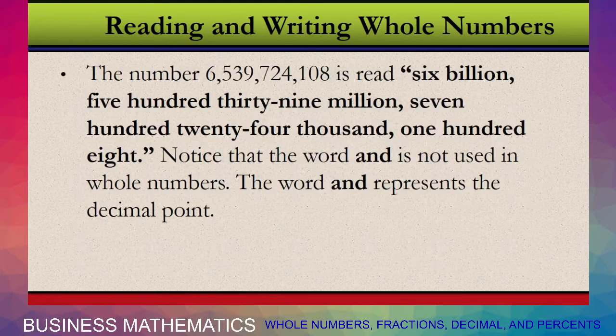Next. The number 6,539,724,108 is read as six billion, five hundred thirty-nine million, seven hundred twenty-four thousand, one hundred eight. Notice that the word "and" is not used in whole numbers. The word "and" represents the decimal point. Kung mapapansin nyo sa pagsulat ng whole numbers into words, wala tayong ginagamit na "and" since yung given natin ay whole number. Ginagamit lang natin ang "and" kapag meron tayong decimal point.